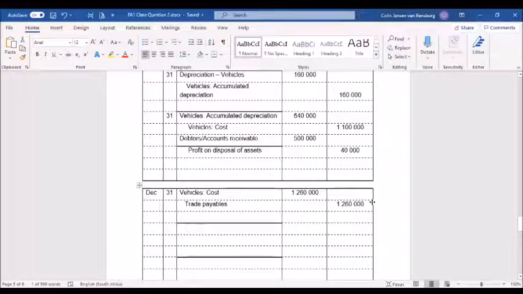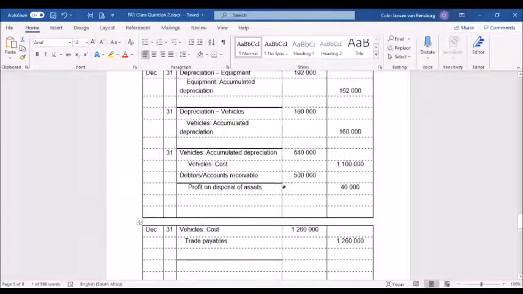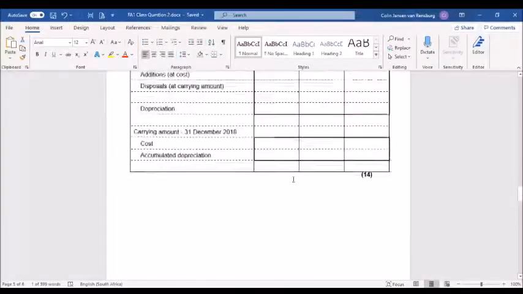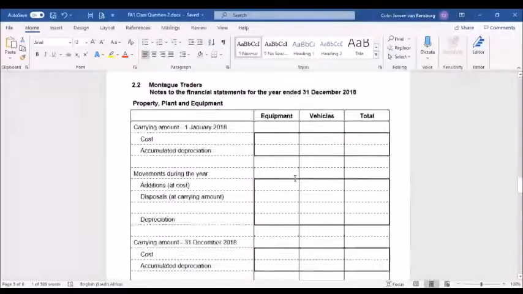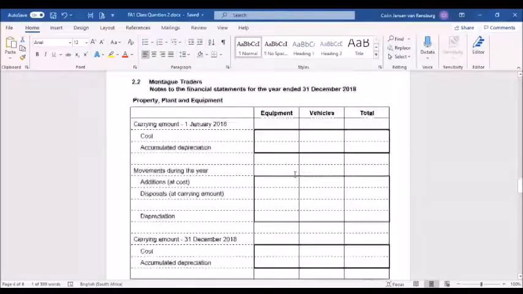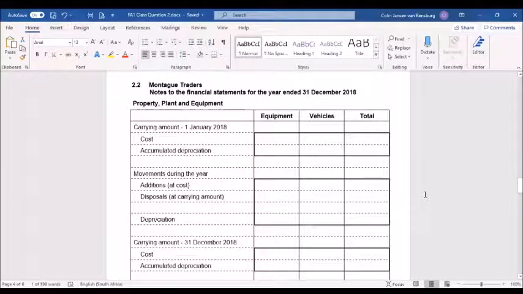Anyway, ladies and gents, once we're done with this final part, the disclosure, the note, then I will load this complete document for you to Blackboard as well. So here, I've got a typical structure. So let's maybe just analyze the typical structure of a property, plant and equipment note.